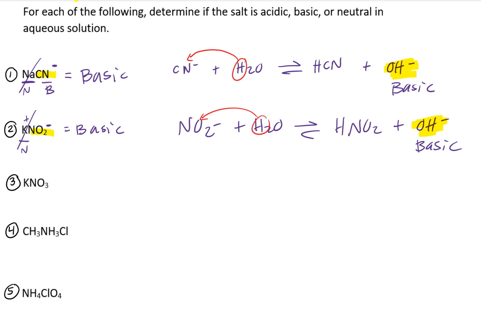Number 3, you have potassium with the nitrate ion. Well, potassium, as before, comes from potassium hydroxide, so it's neutral. Nitrate is part of nitric acid, HNO3, which is a strong acid, so this is neutral as well. So I put two neutrals together, I'm going to have a neutral salt.